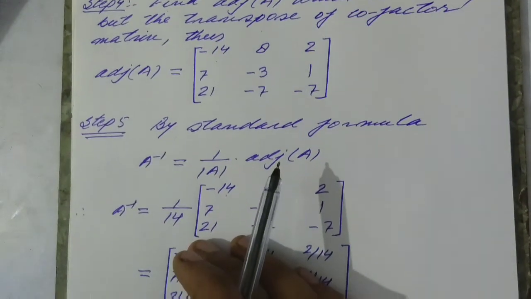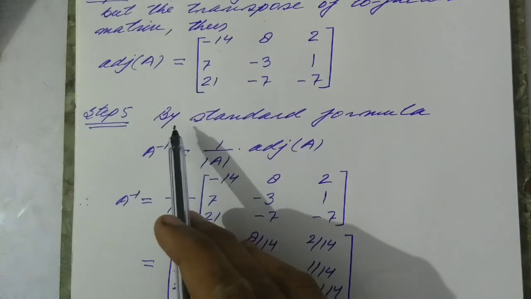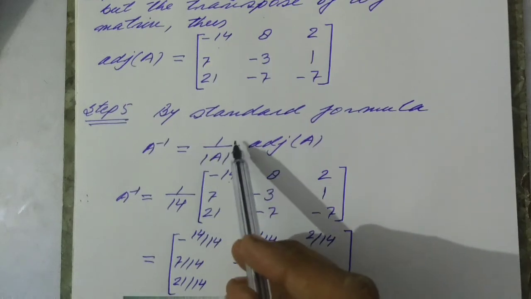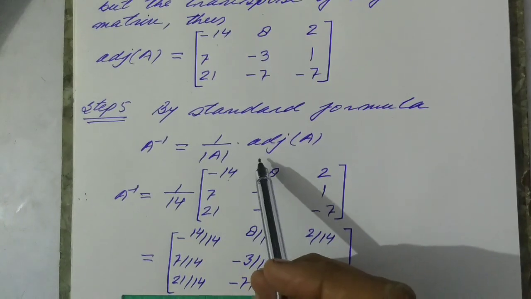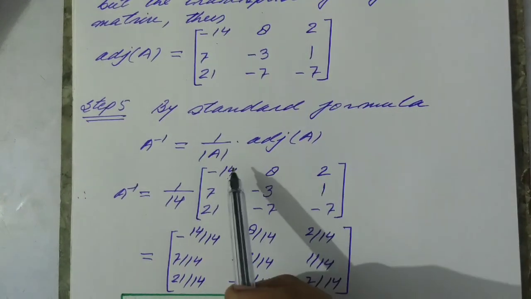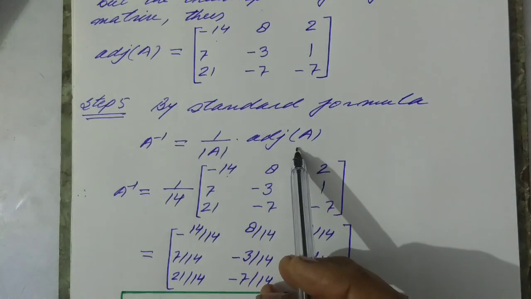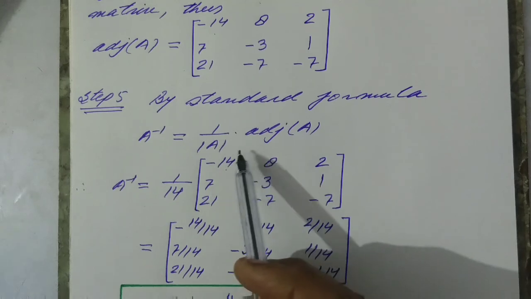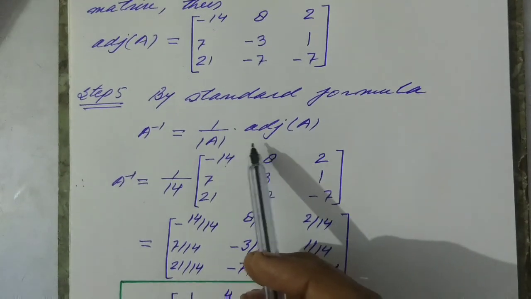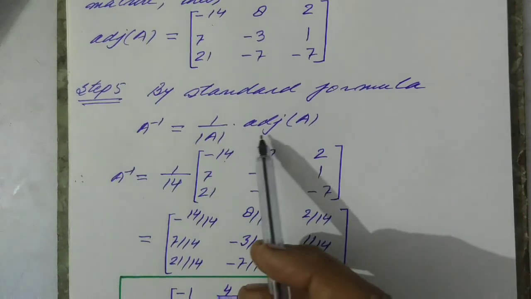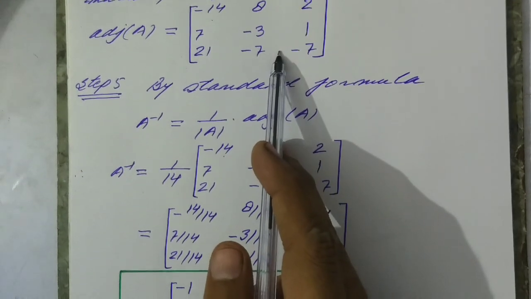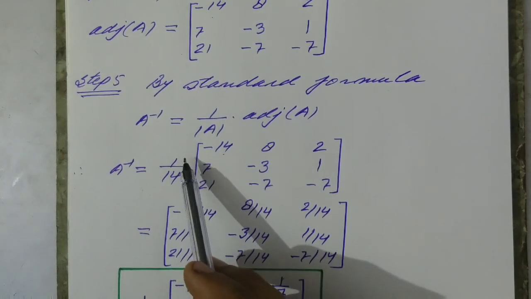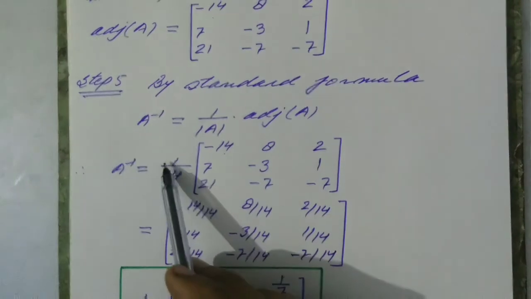Now we come to step 5. In this we use a standard formula for the inverse, which is 1 upon determinant A into adjoint of A. As we have found these two in the previous steps, determinant A is found to be 14 in the first step, and adjoint of A we have found in step 4. So this is adjoint of A. Putting the values, determinant A as 14, we get 1 upon 14, and adjoint of A as this matrix.